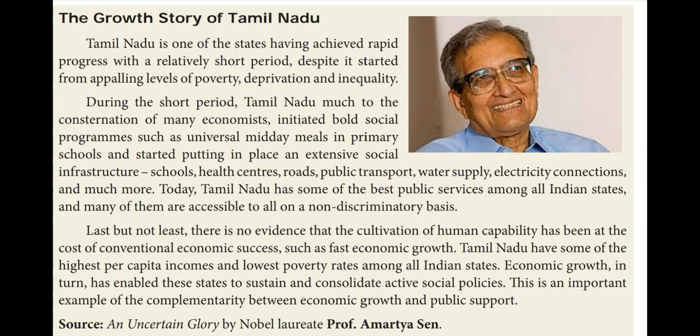Okay. Economic growth in turn has enabled this state to sustain and consolidate active social policy. This is an important example of complementarity between economic growth and public support. So, we can see who has said this: it is An Uncertain Glory by Nobel laureate Professor Amartya Sen who said this. Okay. Next, before concluding our lesson, we will have a small recap.